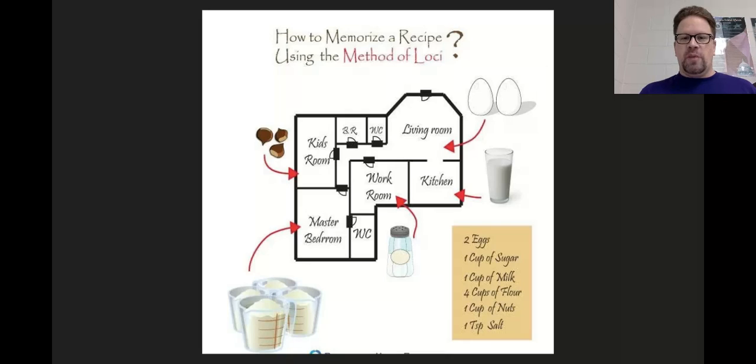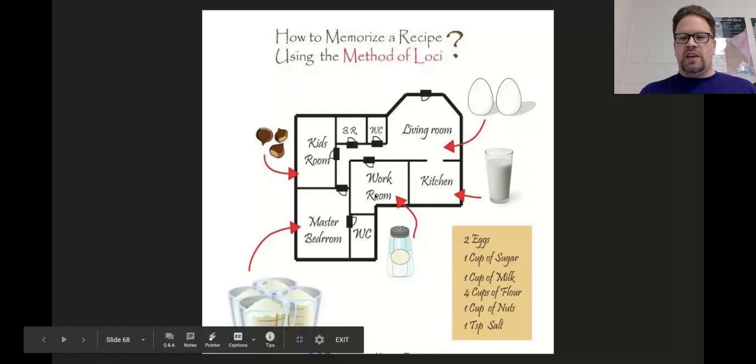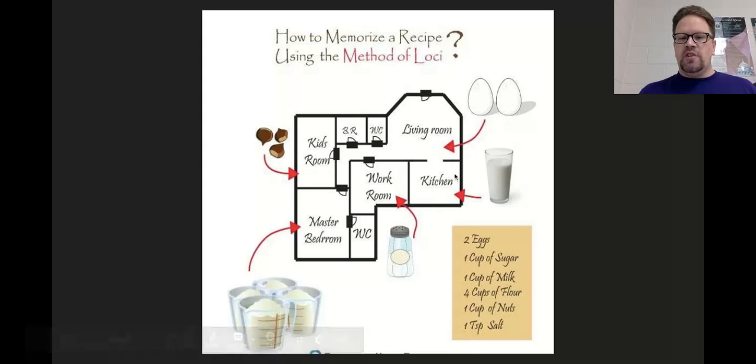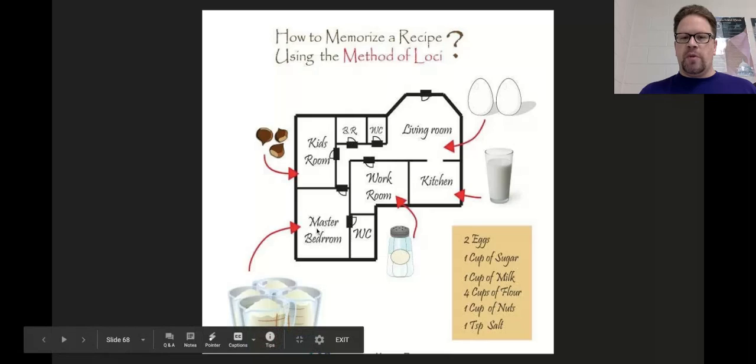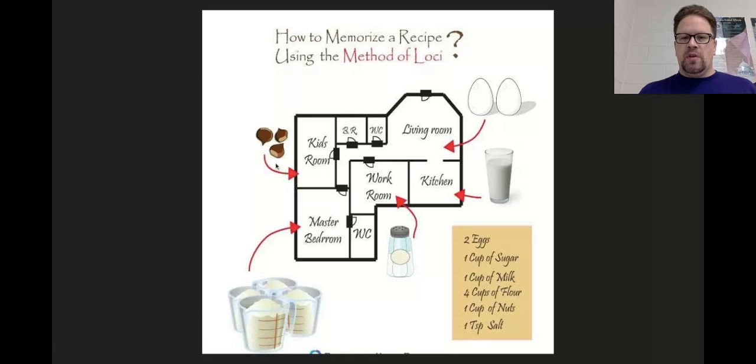So if you're using the method of Loci to try to memorize a recipe, then essentially you can put different items for that in the different rooms in your house. So potentially, hey, I need 2 eggs. There's 2 eggs in the living room. There's a cup of milk in the kitchen. There's a teaspoon of salt in the workroom. There's 4 cups of flour in the master bedroom. There's a cup of nuts in the kids' room. So we're trying to remember where the different items are. Should make it easier to remember all the items, because you associate the room with the item you're trying to remember.